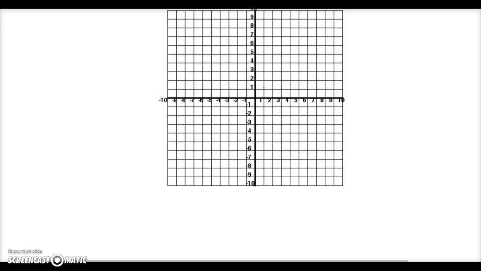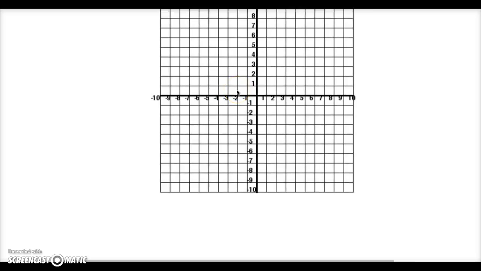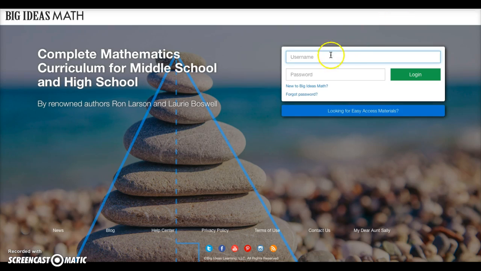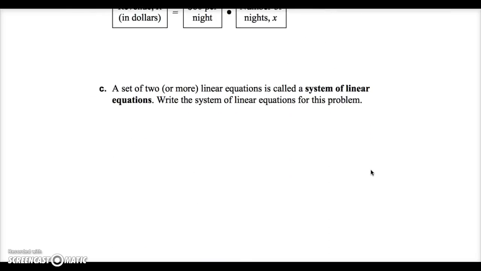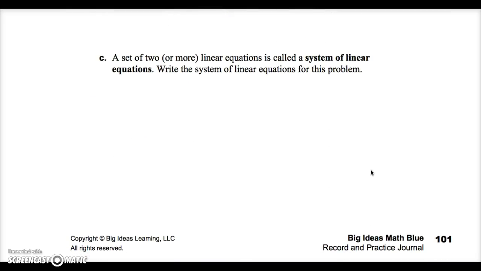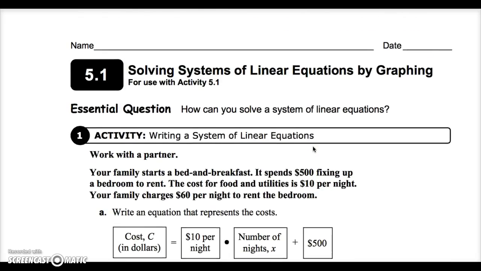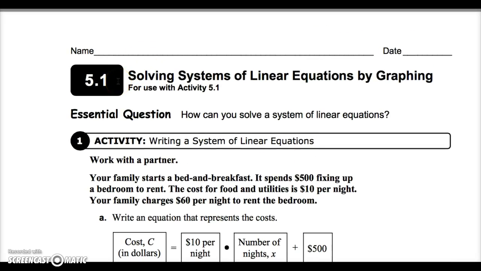As we start chapter 5, we're going to start looking at what are called systems of equations. So you're going to need your workbooks, and we will be on page 101. Page 101 is where you should be. It should look like this, say 5.1 at the top.